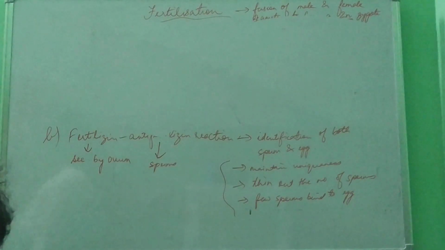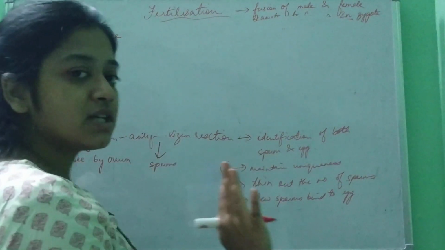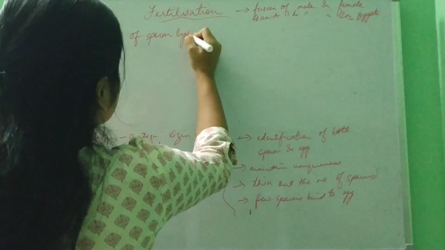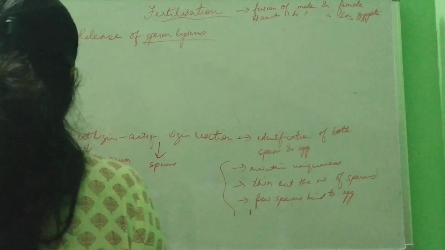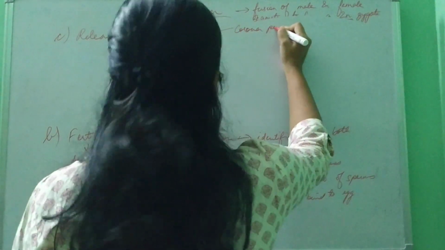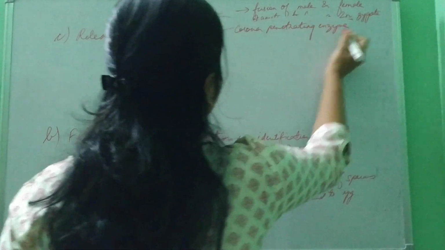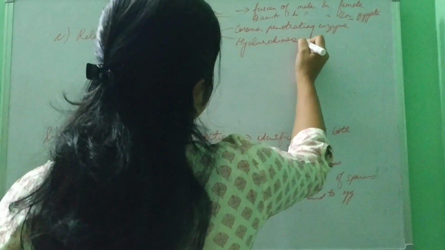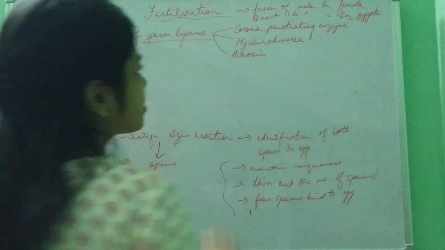What is step number C? Release of sperm lysins. Identification is done. Now the sperms will release some lytic enzymes, which are known as sperm lysins. These lytic enzymes are again of three types. One is corona penetrating enzyme. Second one is hyaluronidase. And the third one is acrosin. Now we'll see the functions of the three.